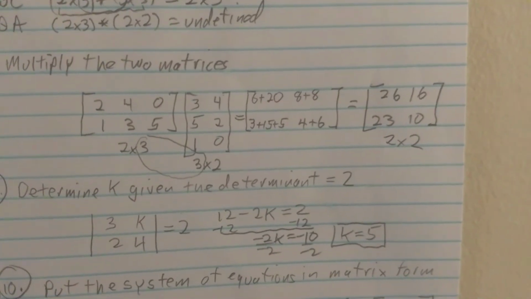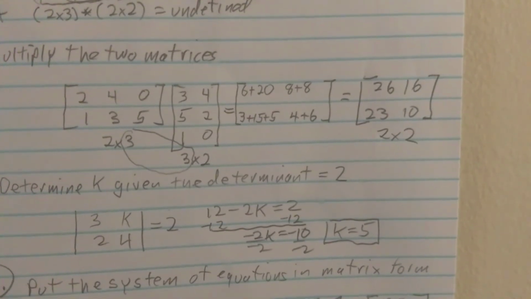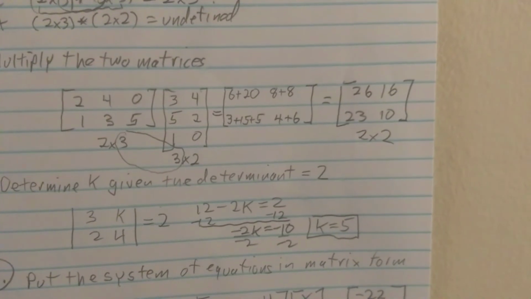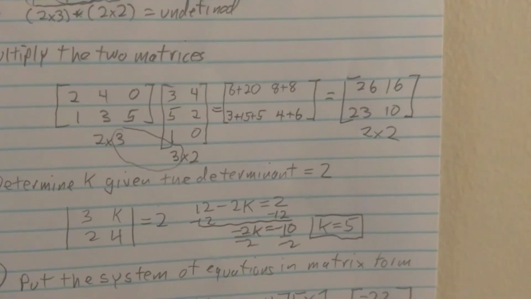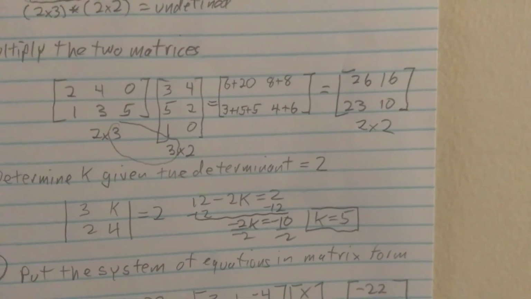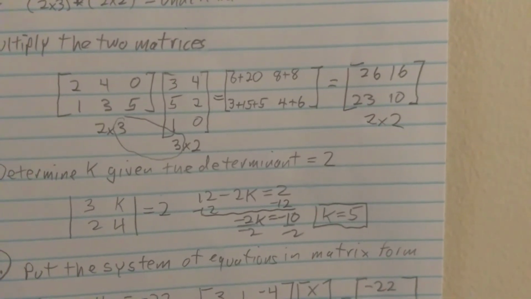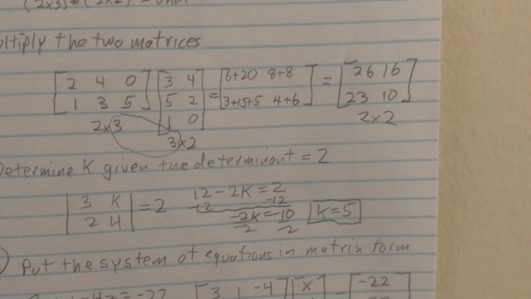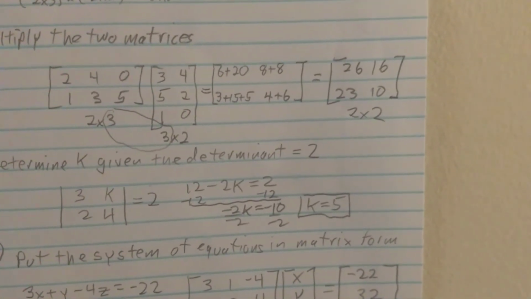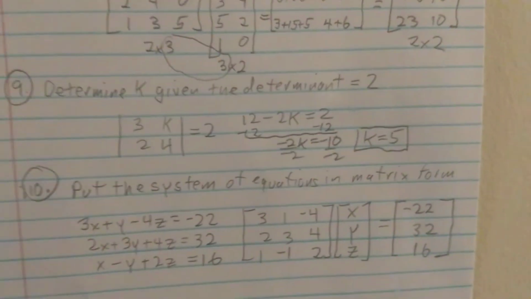Now for row 2, column 1, I do 1 times 3, plus 3 times 5, plus 5 times 1, gives me 3 plus 15 plus 5. And for row 2, column 2, I do 1 times 4, plus 3 times 2 is 6. So now for my 2 by 2 matrix, I had a 2 by 3 times a 3 by 2. The 3's in the middle matched, so my matrix dimension is 2 by 2 for the multiplication. So that adds up to 26, 16, 23, and 10.